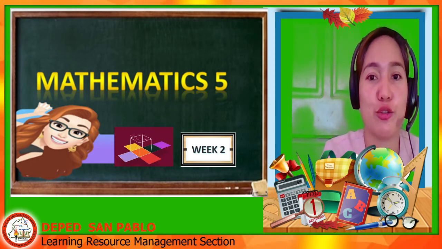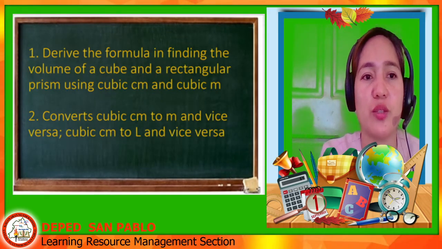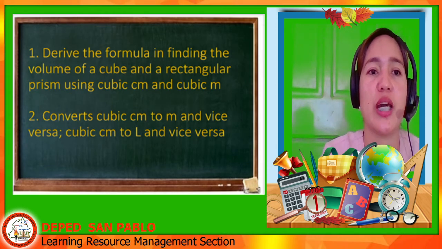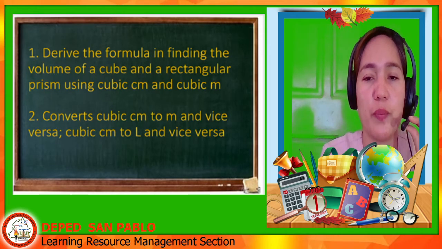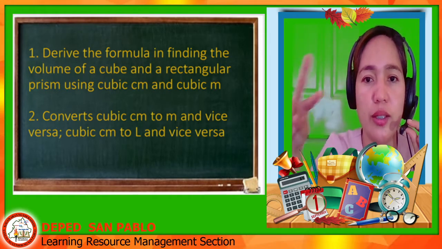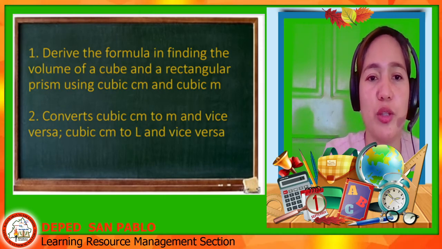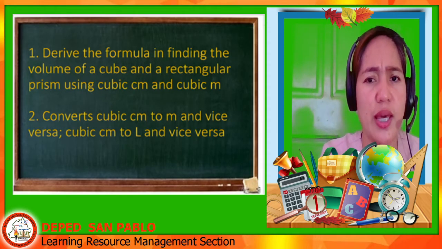And to start with, we have two objectives. The first one is we're going to derive the formula in finding the volume of a cube and a rectangular prism using cubic centimeter and cubic meter. And the second one is we're going to convert cubic centimeter to cubic meter and vice versa, and cubic centimeter to liter and vice versa. So are you ready? Let's start.